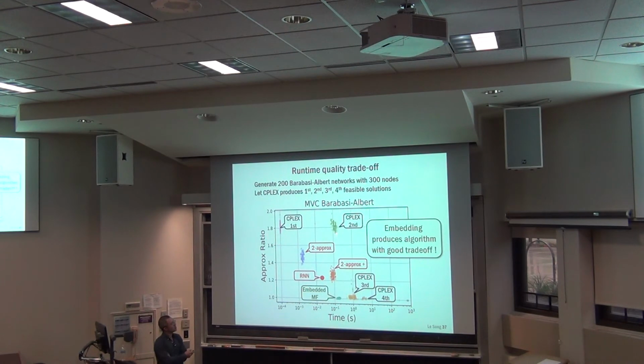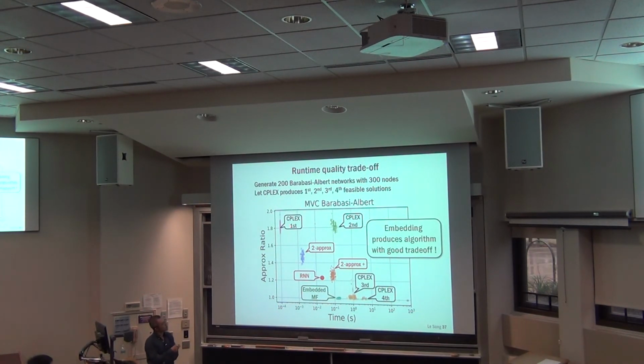And if you let this CICS run for a longer time, it will produce higher and higher quality solutions. So I'm actually using 100 problems. That's why you see a cloud of points, okay? Each problem corresponds to one dot here, and the different colors are for different methods. So you can look at runtime versus the approximation ratio.